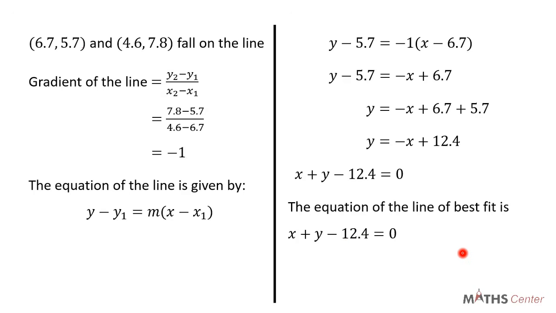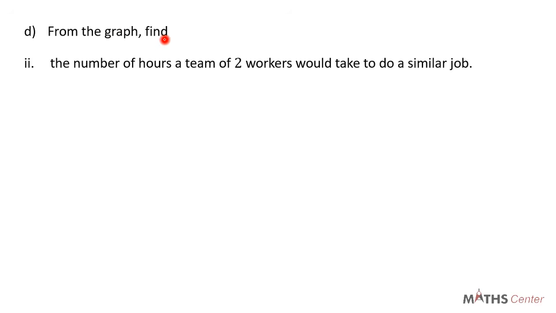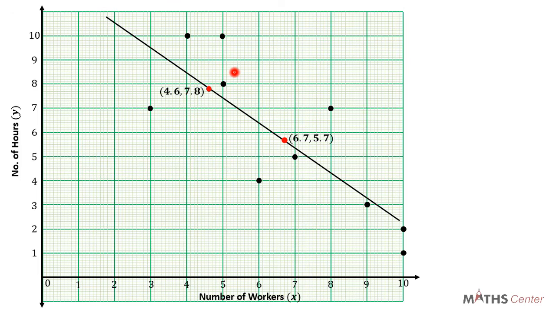Let's consider the last part of the question. It says that from the graph, find the number of hours a team of 2 workers would take to do a similar job. So what you do is that you come to the graph, you go to the number of workers axis, which is the x-axis, then you look for 2. And then you trace it to the line of best fit or the regression line. Then where it meets the line, you trace it to the y-axis, or the number of hours axis. Then you read the value there.